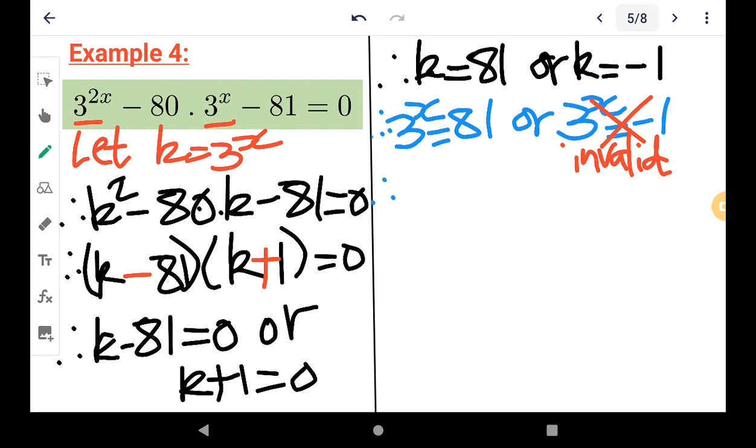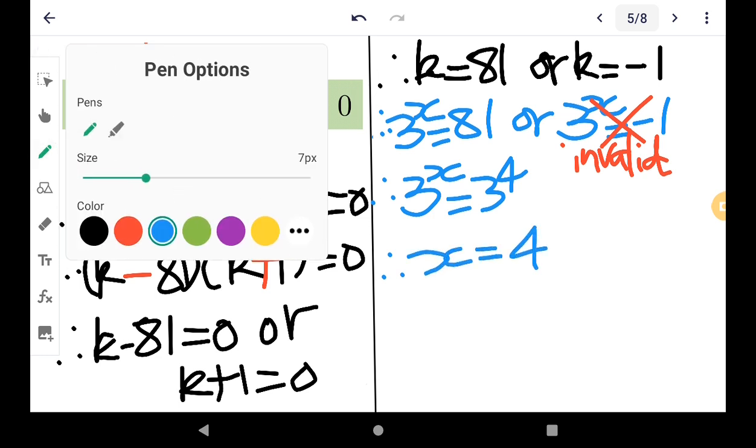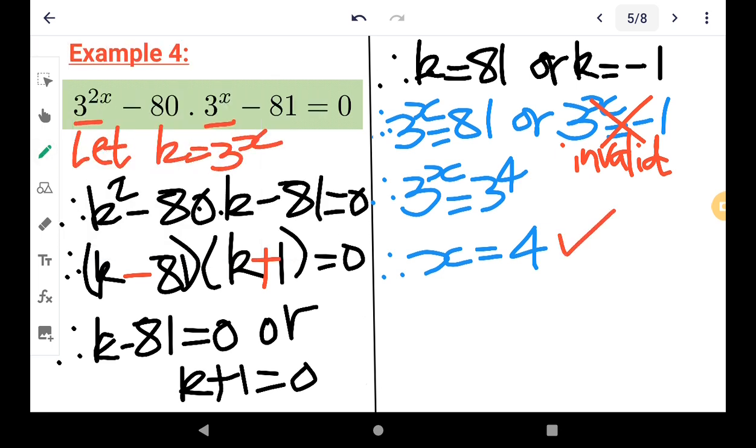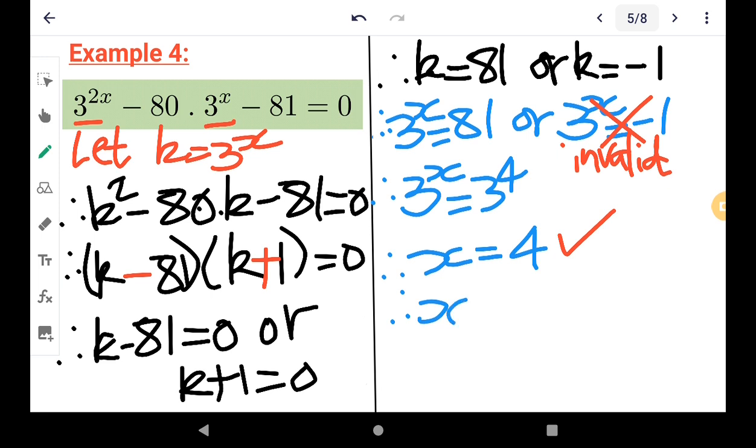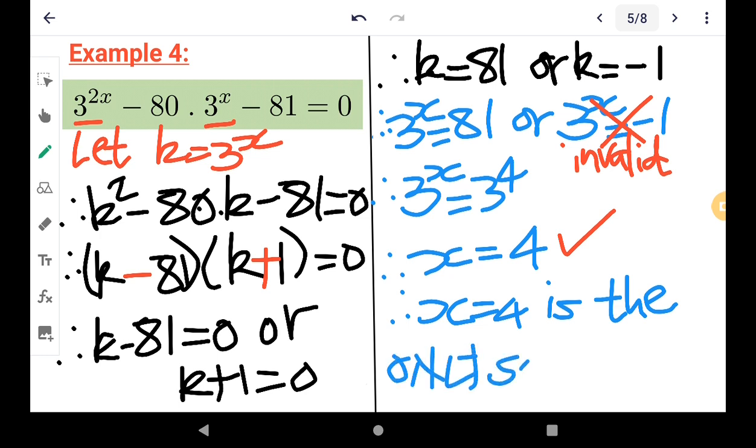Therefore, 3 to the power of x equals 81. Now we express 81 as a power of 3. That is 3 to the power of 4. Now that you've got powers of the same base equal, you simply equate the exponents. So x equals 4 is your answer there. And that is the only solution. So therefore, x equals 4 is the only solution. And that is your answer there.